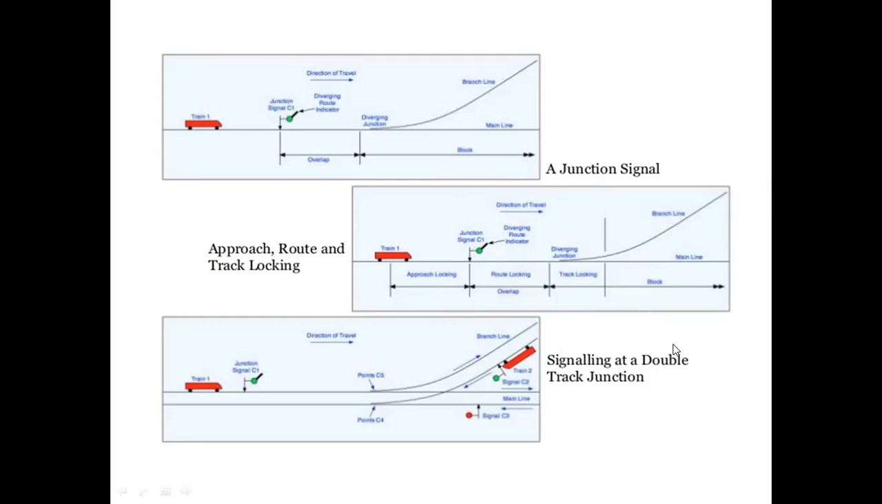If the signaling is at a double track junction, it indicates there is a junction forward on this track to the driver of the locomotive. This is the direction of travel. These are the points C5 and C4. Here in this signal, the locomotive can leave.